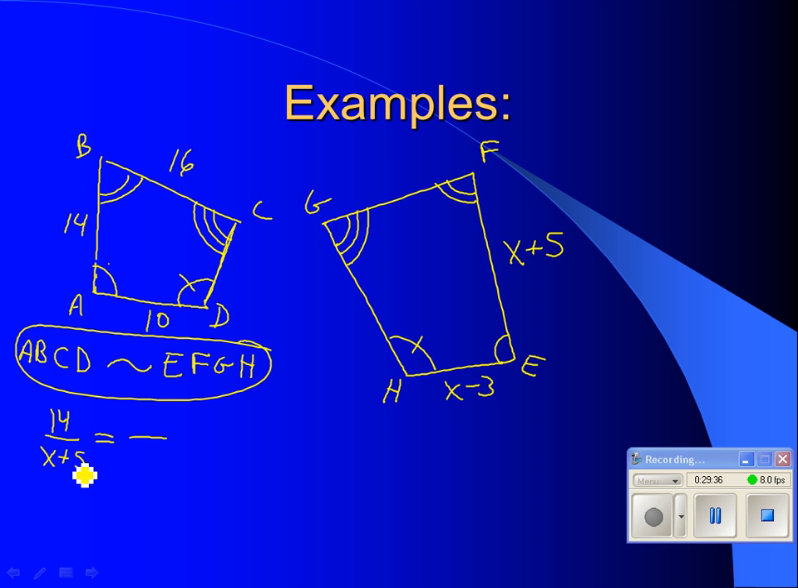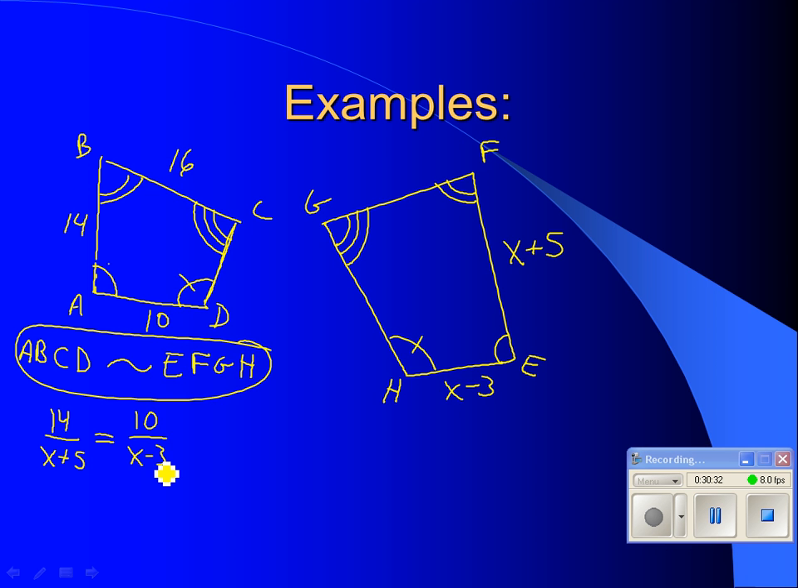Pick me another side over here. 10. What's it match up to in the other? X minus 3. Now I set up my proportion this way. As I walked around and looked at a lot of your homework, did you have to set it up the way I set it up? No. Now be careful. There's different ways that you can set it up, but are there different ways that are going to be wrong? Yeah. Like the 10 and the X minus 3 have to be on the top, because if I take one from this shape, then the other one that matches up to it has to be over there. You could do 14 compares to 10, so 14 over 10, and then do the other.